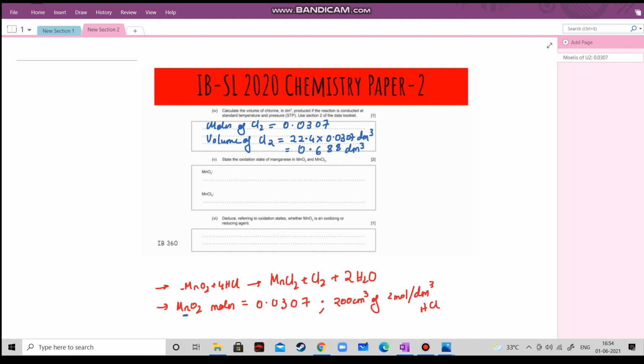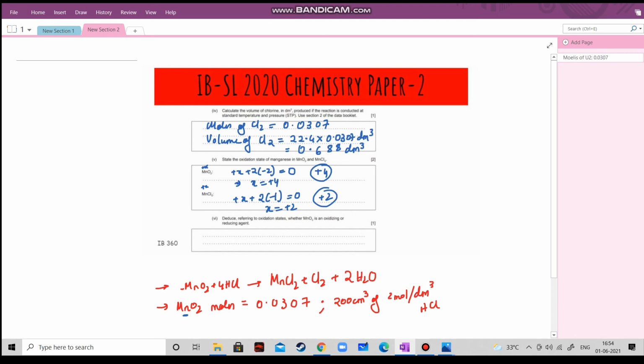In the next part, we need to find out the oxidation state of manganese in MnO2 and MnCl2. This is again fairly simple. Let's assume that oxidation state of manganese in both of them is +X. Then in MnO2, X plus 2 times oxidation state of oxygen, which is -2, would be equal to 0, because this is a neutral molecule. So X is equal to +4. So in the first compound, the oxidation state of manganese is +4. In the second one, let's assume it to be X, and we have twice Cl. Cl has a -1 oxidation state. So X is equal to +2. So in MnCl2, the oxidation state of manganese is +2.